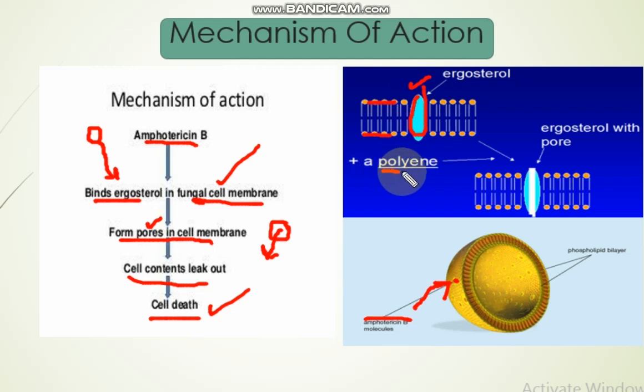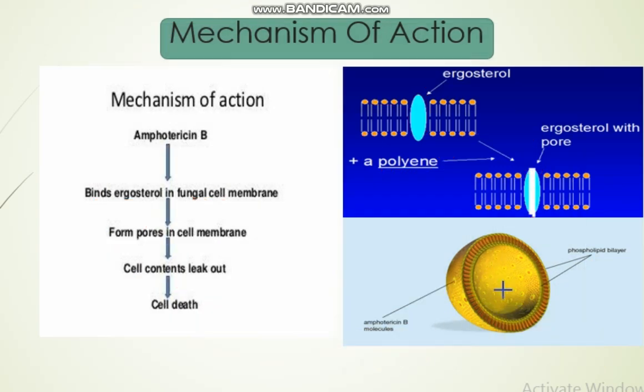This is the polyene antibiotic amphotericin B. Amphotericin B binds to the ergosterol and forms pores, or holes, in the cell membrane of the fungus. The white part which appears in this diagram is the pore produced by the polyene antibiotic. So the inner contents of the fungal cell leak out through these pores, leading to the death of the fungus. This is the mechanism of action of the polyene antibiotic amphotericin B.